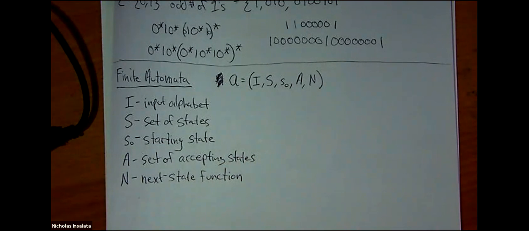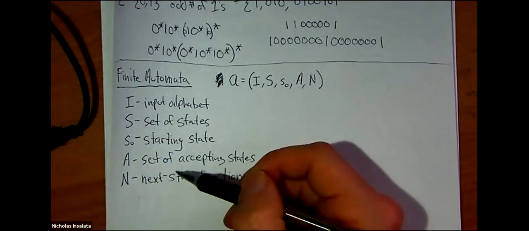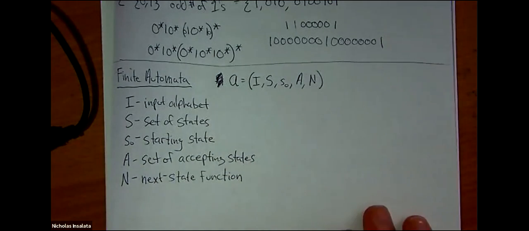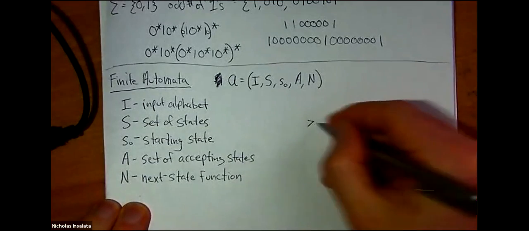And to talk about this, I think we should do an example. Okay. So I'm going to draw you a picture, and what I'm going to do is go through and describe these 5 parts for the picture. So here goes. Here's my picture.